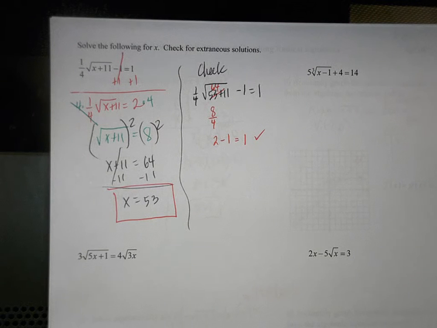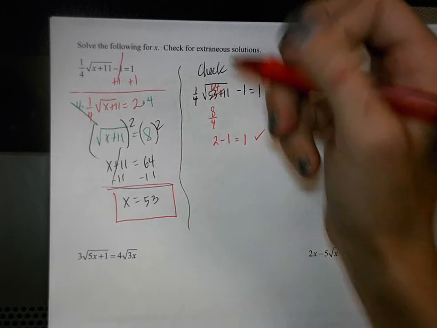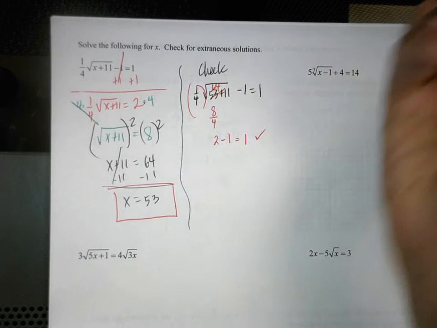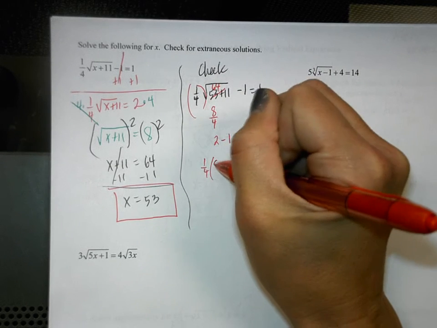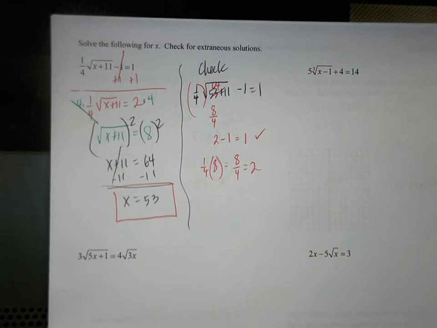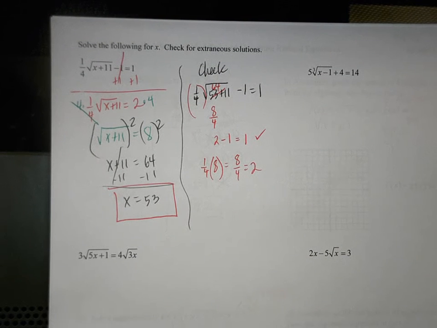Where did you get 8 over 4? Yeah, that's why I should be 8 over 4, because the square root of 64 is 8, and since it's multiplying times 1/4, so 1/4 times 8 is really 8 over 4, which reduces to 2. Sorry. No, it's okay.